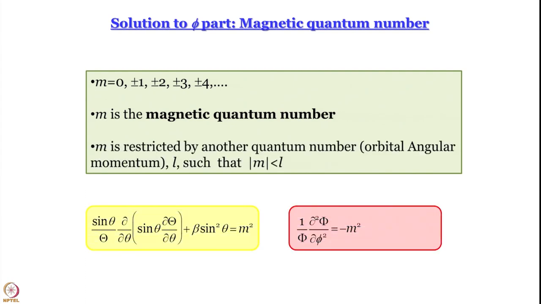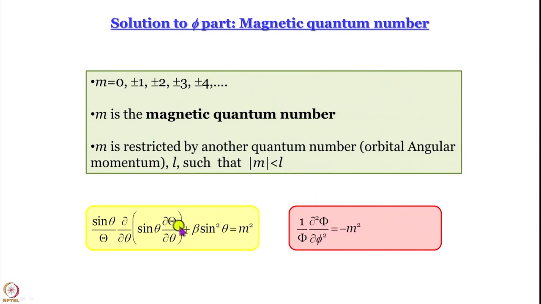And now we talk about the restriction. It does not really go up to plus minus infinity. m is restricted by another quantum number, which is called the orbital or azimuthal quantum number, small l. Remember small l, it came in the Bohr treatment as well, the subsidiary quantum number, azimuthal quantum number. So, m is restricted by another quantum number such that the magnitude of m is less than l.